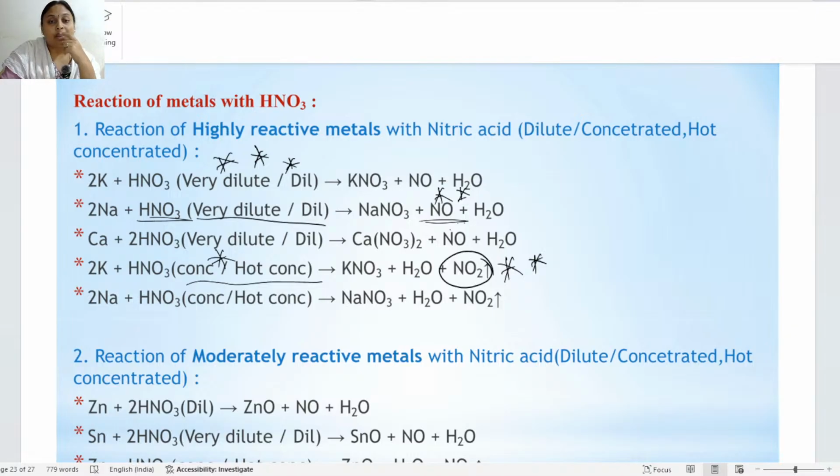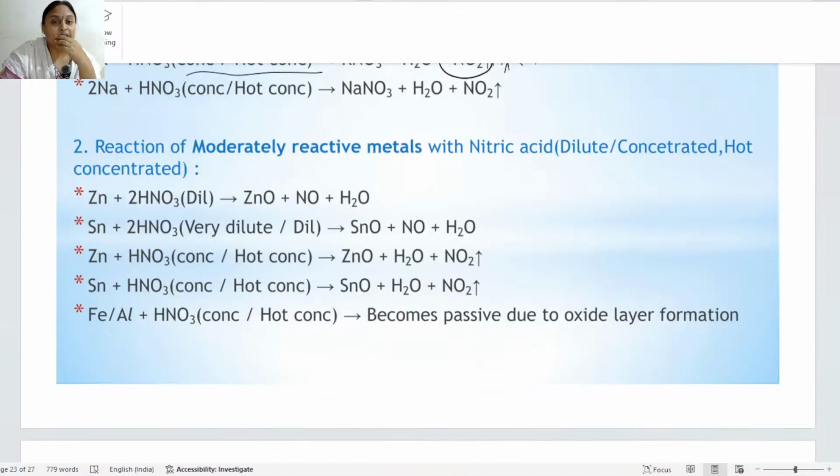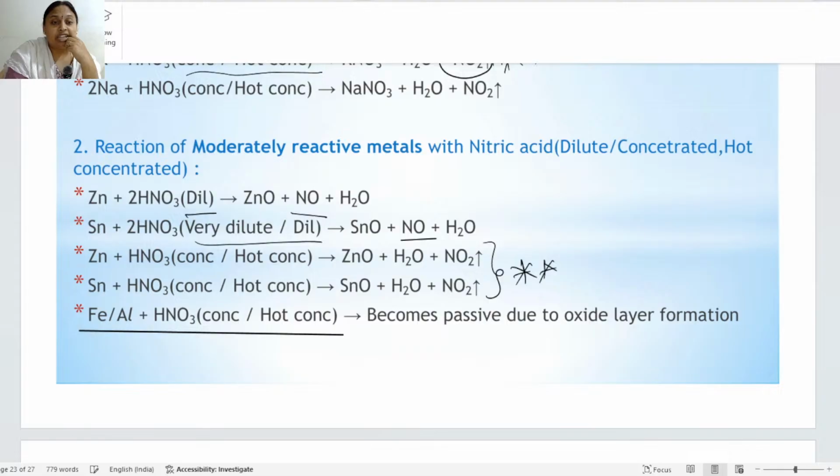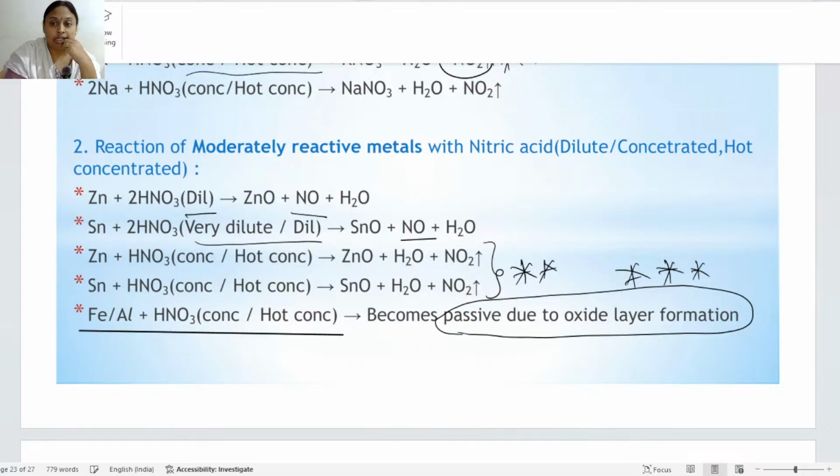Next, when it comes to the moderately reactive metals, in dilute condition we get nitrous oxide, and in very dilute condition also nitrous oxide. When it comes to concentrated, once again we are getting nitrogen dioxide. But here is one of the most important ones: iron and aluminium, when reacting with nitric acid, give an oxide layer. It is totally different. This is supposed to be underlined.